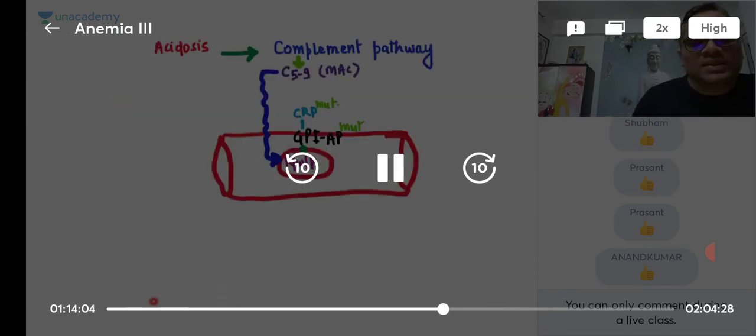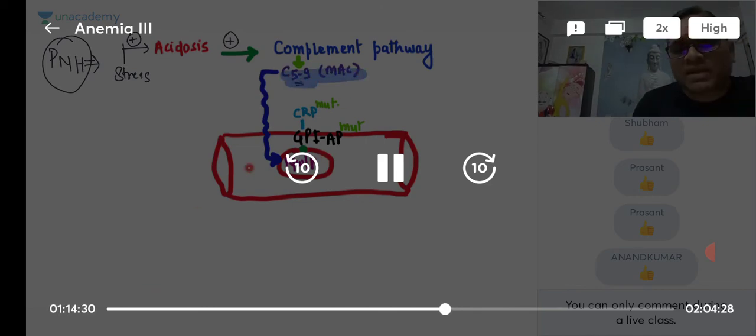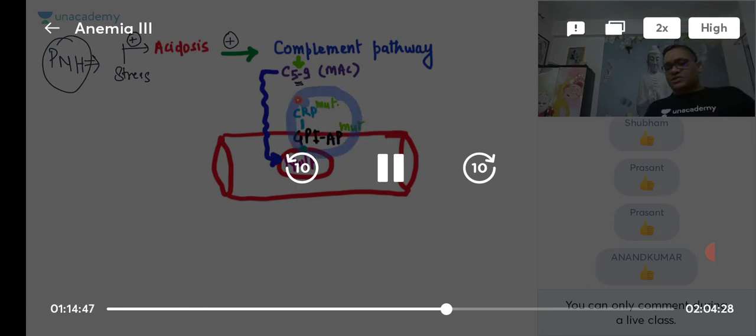But now look at the PNH patient. What is going to happen? Whenever stress is there, stress will induce acidosis. Acidosis will activate the complement pathway, and as a result the membrane attack complex will be formed. And see what is happening in the blood vessel. RBC, WBC, platelet do not have the GPI anchor protein because they are mutant. Because of this mutation, the regulatory protein is also affected. So all are affected, and there is no protection.